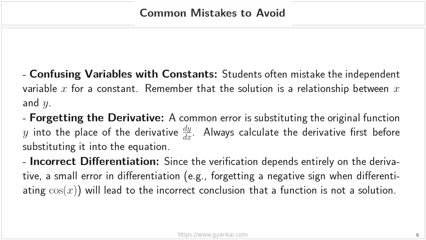Finally, please be extremely vigilant with your differentiation. As we saw in our step-by-step example with the sine function, the entire verification process relies on the accuracy of your derivatives. A tiny mistake, such as forgetting a negative sign when differentiating cosine of x, will lead you to the wrong conclusion, making it appear as though a perfectly valid function is not a solution. Precision in your calculus is key here.